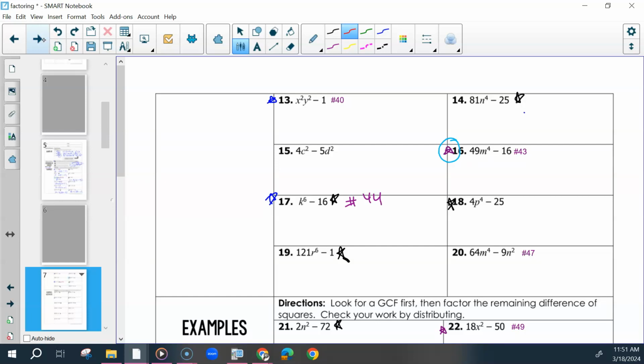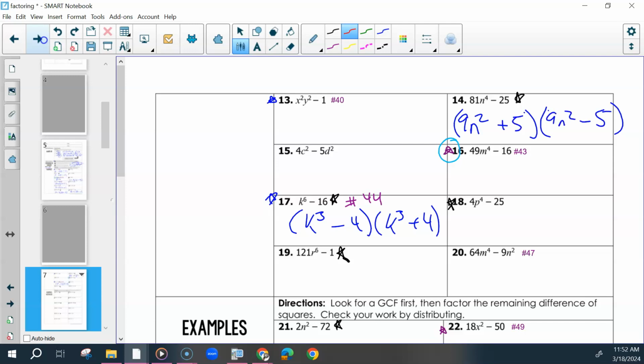More complex ones, maybe you see more variables together, or you see exponents that are not 2. As long as the exponent is even, you're just going to divide that exponent by 2. So it'd be like k to the third. Yes. It would be k to the third minus 4 and k to the third plus 4. What about 14? Nine and squared, plus five, nine and squared, minus five. Any others in that section we want to go over?